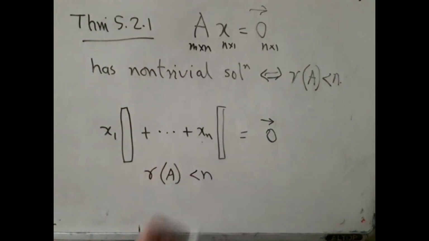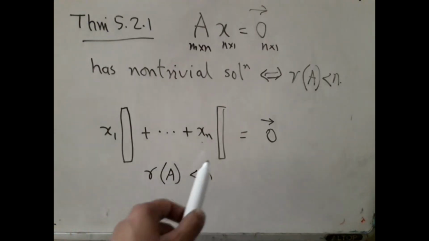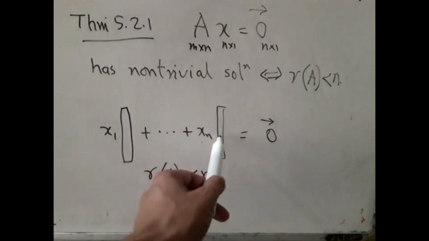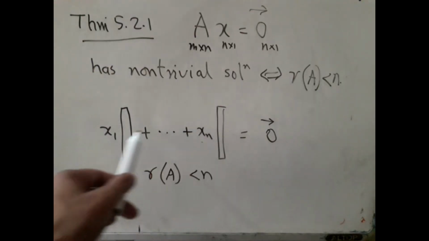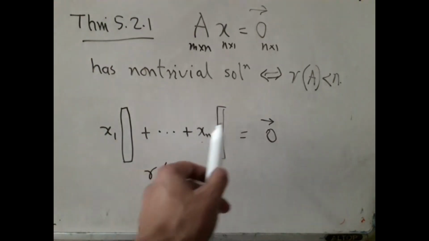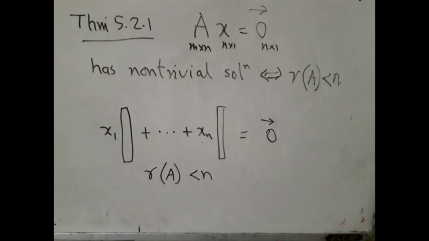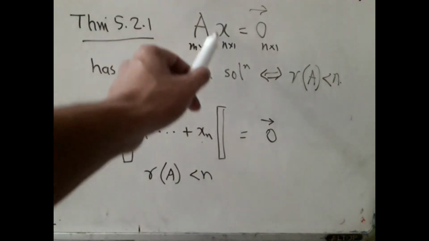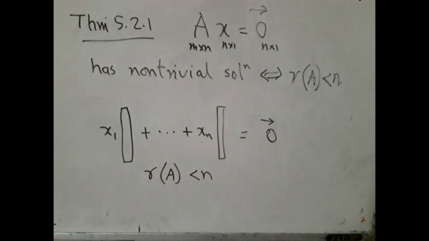And conversely, if the rank of A is indeed less than n, then the columns are not all linearly independent, and since they are not linearly independent, I can find some linear combination of them with at least one coefficient non-zero, such that the linear combination equals the zero vector. By collecting all those xi's, I form my non-trivial solution, and that's the proof.